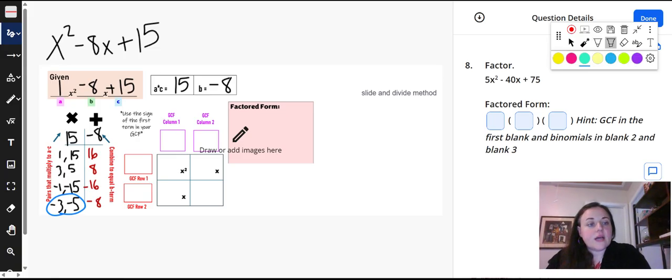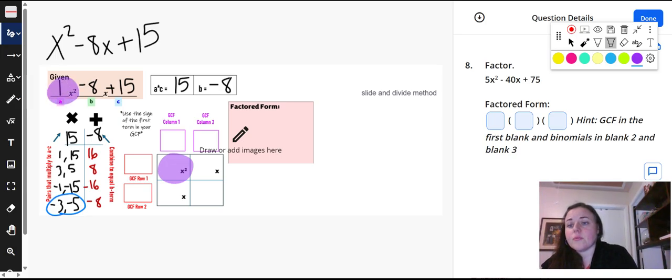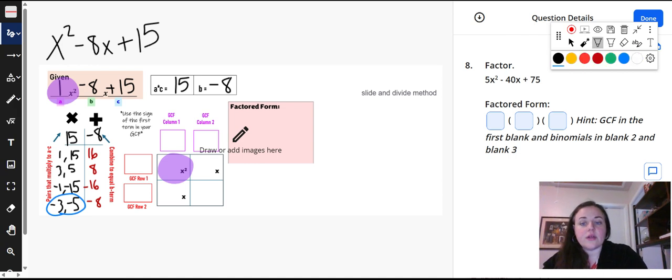Okay, let's see. So now I think there might be some students that are still struggling with how to write the box. So let's talk about that. The first term comes from the first term of your polynomial. So our first term is 1x squared. The last term is just the constant. So the last box is the constant, which in this case is 15.